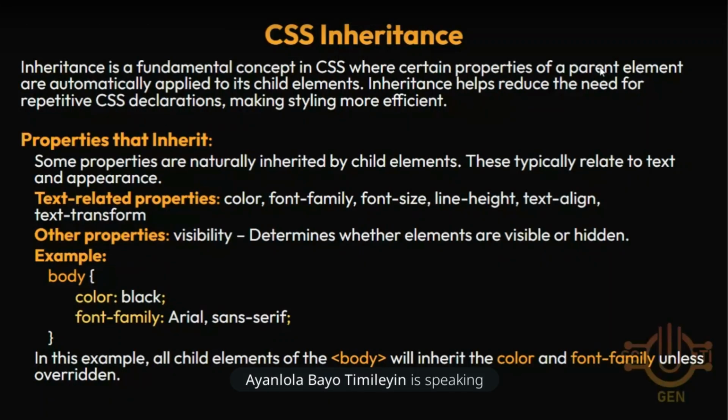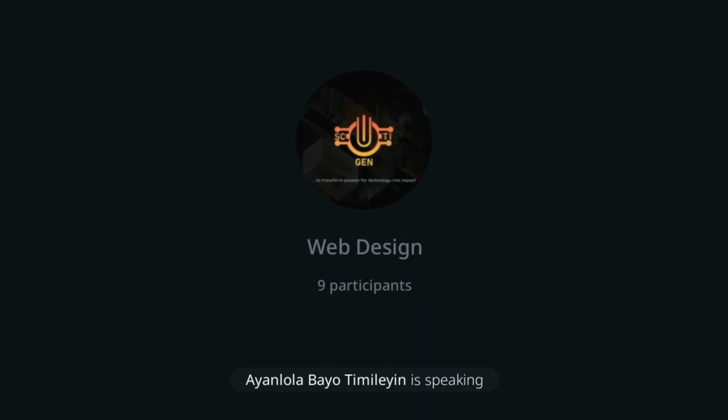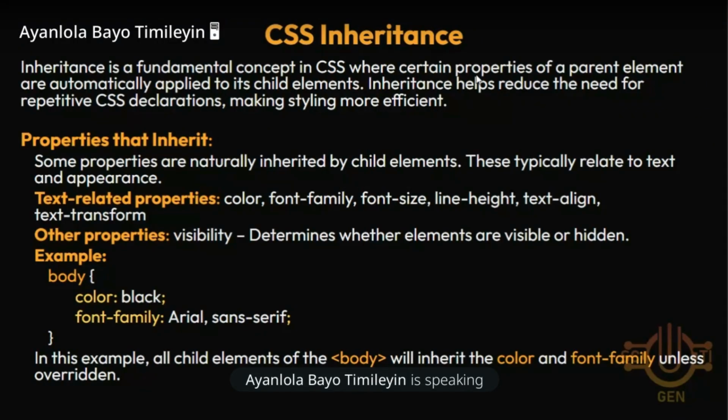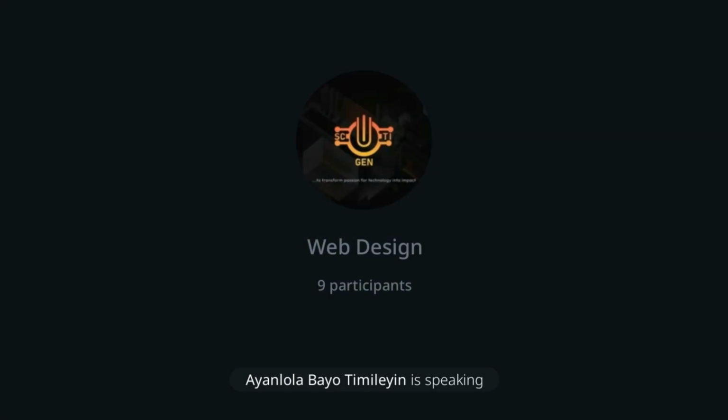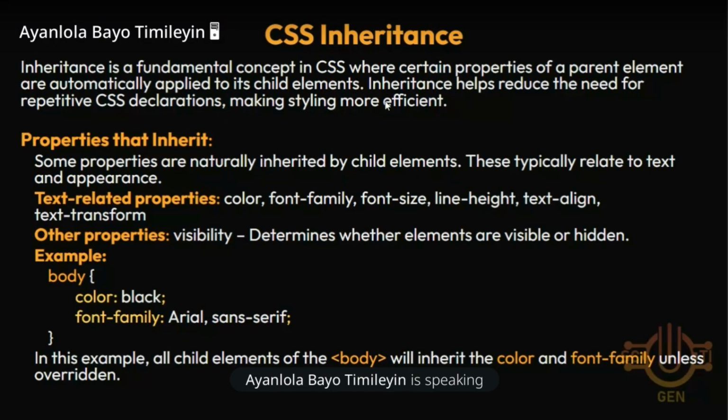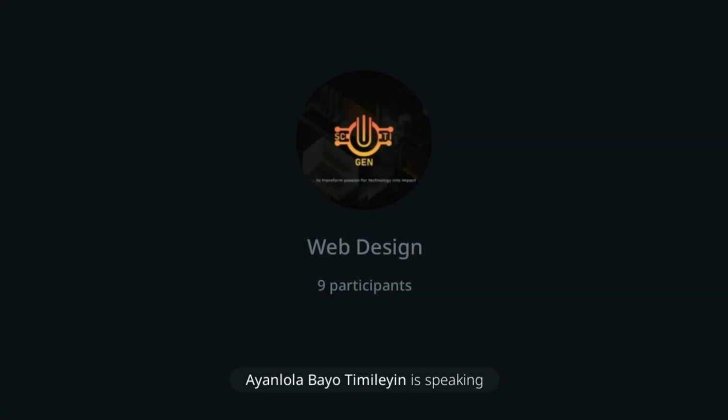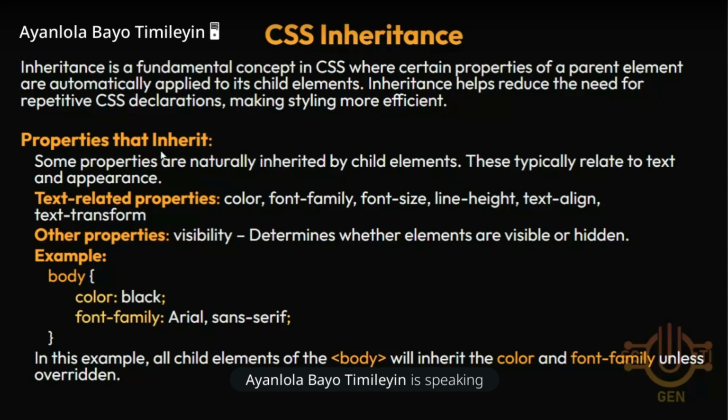CSS inheritance. Inheritance is a fundamental concept in CSS where certain properties of a parent element are automatically applied to its child elements. Inheritance helps reduce the need for repetitive CSS declarations, making styling more efficient. So, properties that inherit: some properties are naturally inherited by child elements. This typically relates to text and appearance.